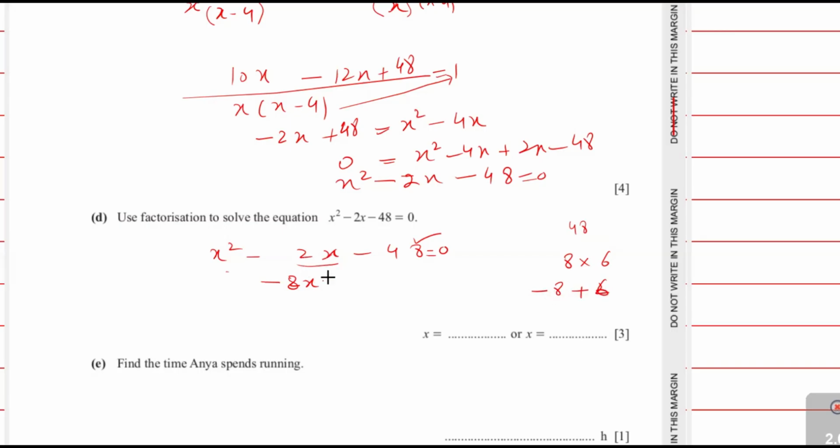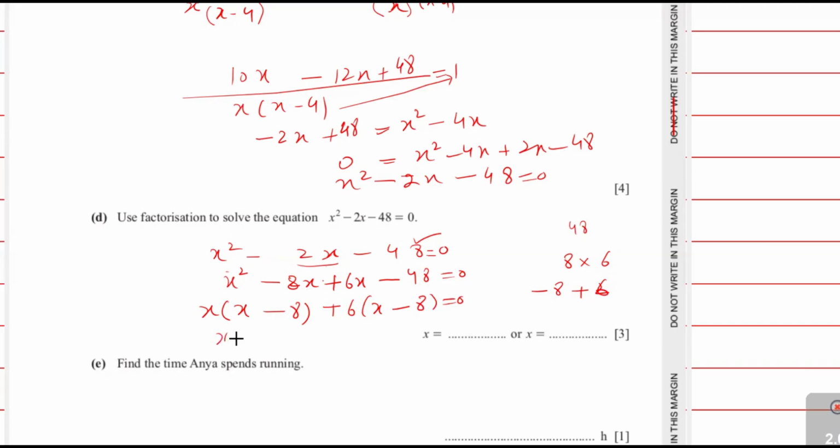When we add minus 8 plus 6, we get minus 2. In place of minus 2x, we write minus 8x plus 6x, and the remaining value we write as it is. For the next step, we will take the common factor from the first two terms. Here x is common. We write x minus 8. In the next two terms, 6 is common. We can write x minus 8 equal to 0.